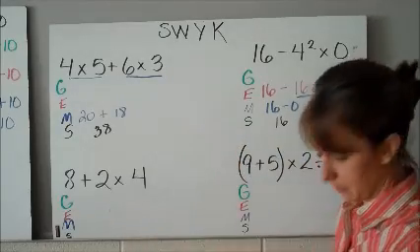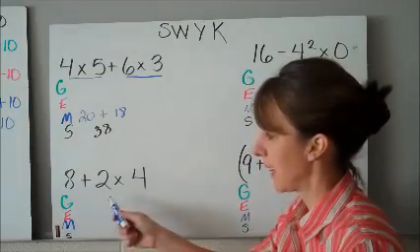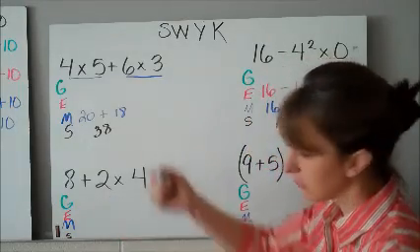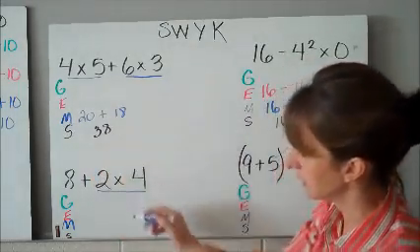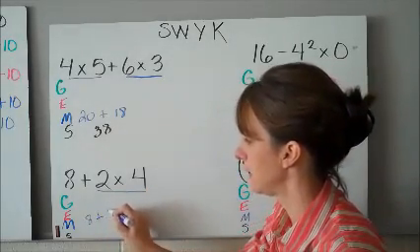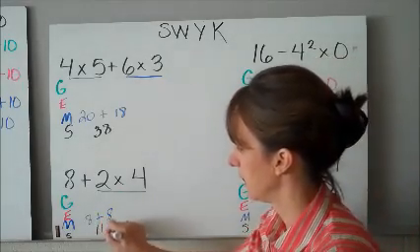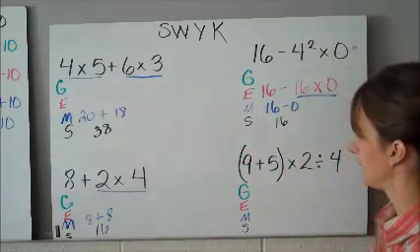Okay, let's go down to this one. There's no groupings. There's no exponents. So I'm going to use my blue and underline this. 2 times 4 is 8. So on this line, I should have written 8 plus 8. And on the S line, I'm going to write the answer of 16.